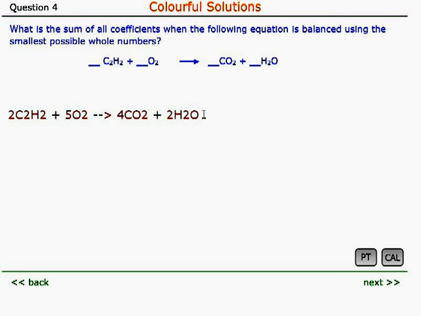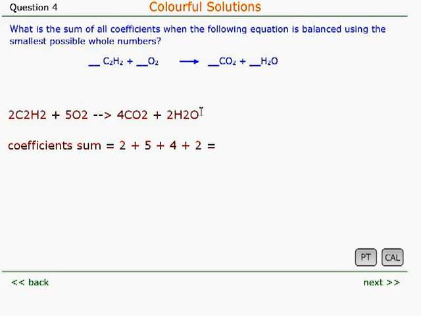So the sum of the coefficients is equal to 2 plus 5 plus 4 plus 2. And we can see that comes to 13.